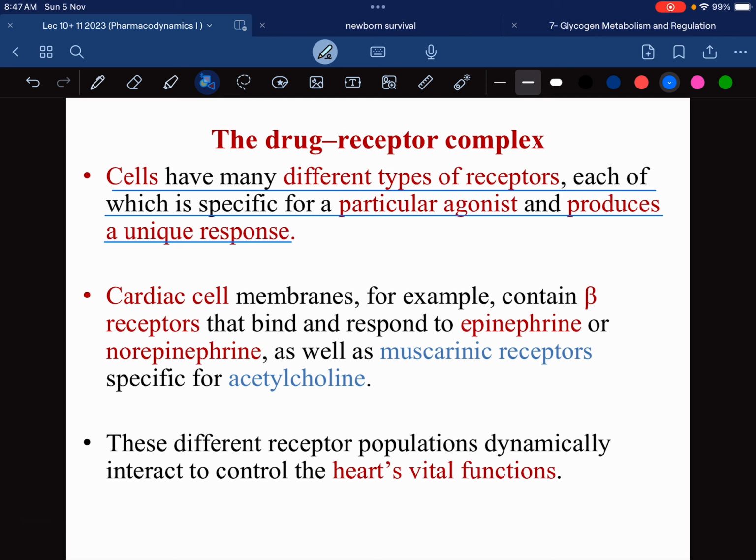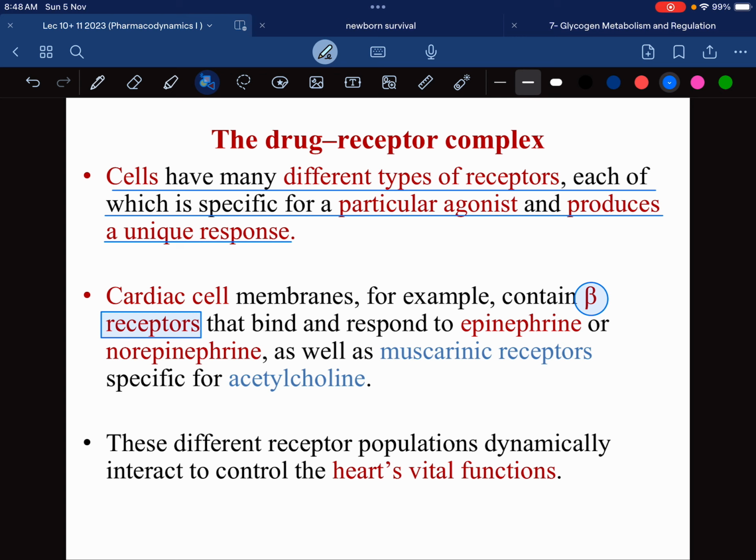For example, the cardiac cell membranes contain what we call beta receptors. This is an adrenergic receptor, what we call a sympathetic receptor, beta, and there are beta 1 and beta 2. They respond to epinephrine and norepinephrine. Epinephrine is the adrenaline. These compounds will bind to the beta receptor in the heart, especially beta 1, as well as the muscle.